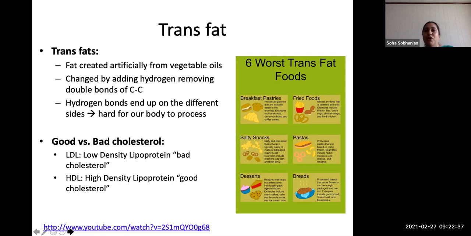HDL, the good cholesterol: the best way to raise it is exercise. It doesn't necessarily have to do with your diet as much, but one thing that you can do is exercise. And again, that HDL is going to take that cholesterol away from your bloodstream, take it to your liver for storage, and basically keep your blood vessels clean.